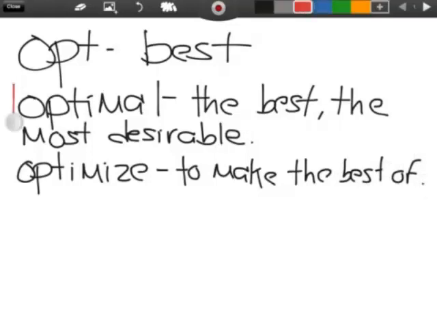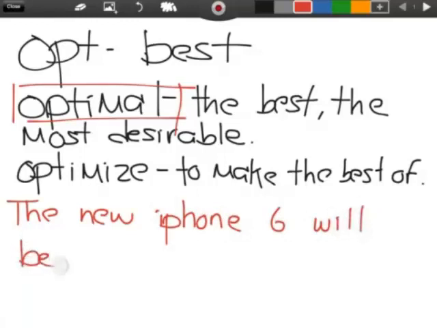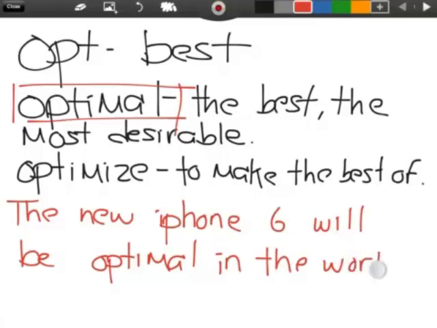I'm going to go ahead and use optimal in a sentence. I'm going to go ahead and read that to you. The new iPhone 6 will be optimal in the world.